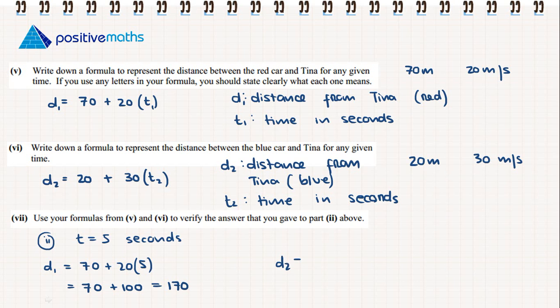So let's try it for d2. Now we have 20 plus 30 multiplied by 5 seconds. So d2 is equal to 20 plus 150, which is equal to 170. So they're both 170 metres. Therefore we have shown that the formulas that we had stated for part 5 and part 6 are true.